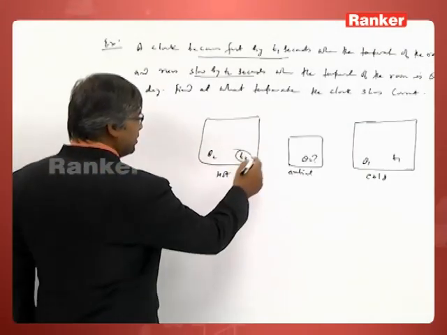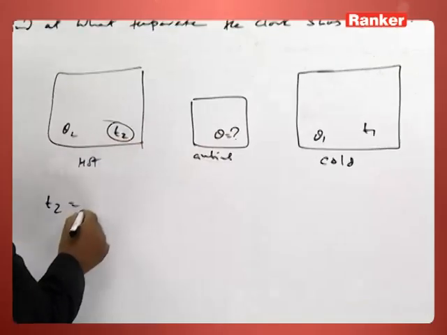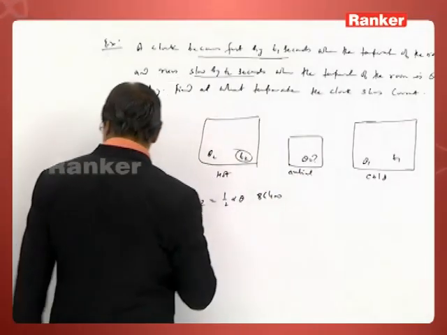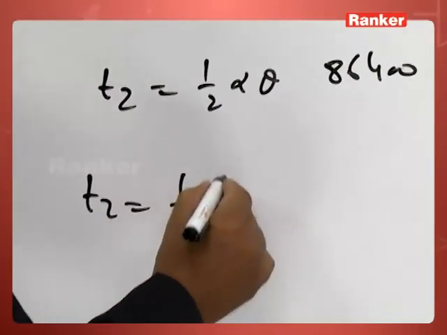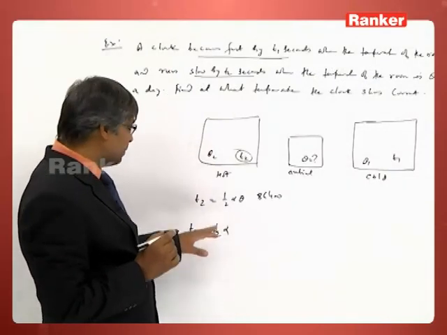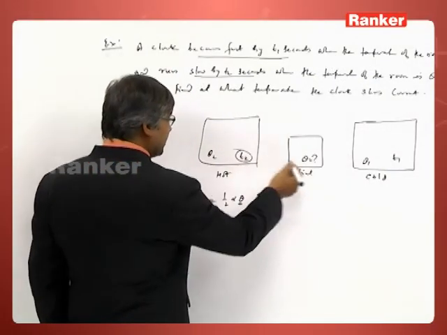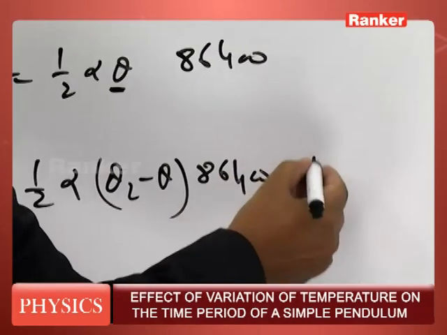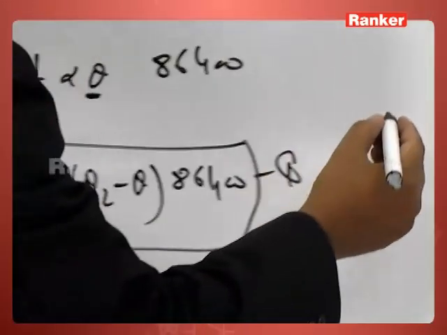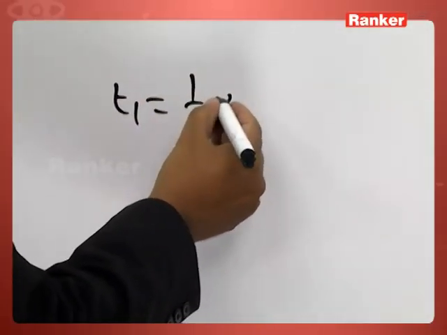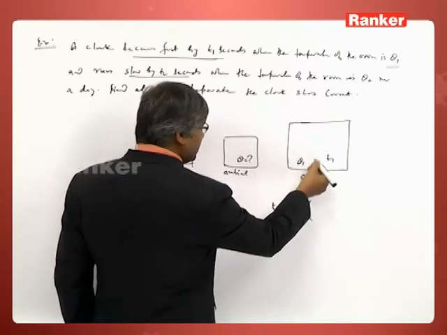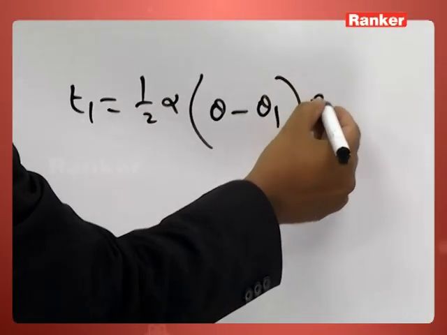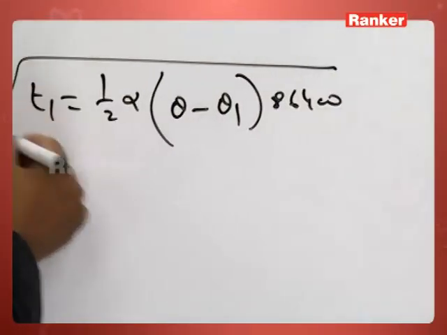So, when it is hot, at temperature theta 2, T2 is half alpha theta into 86400. So, T2 will be equal to half alpha, where alpha is the coefficient of linear expansion of the pendulum, into the temperature rise theta 2 minus theta, into 86400. This is equation number 1. For this case, T1 will be equal to half alpha again. This is cold here, the length is decreased. So, theta minus theta 1, into 86400. This is equation number 2.